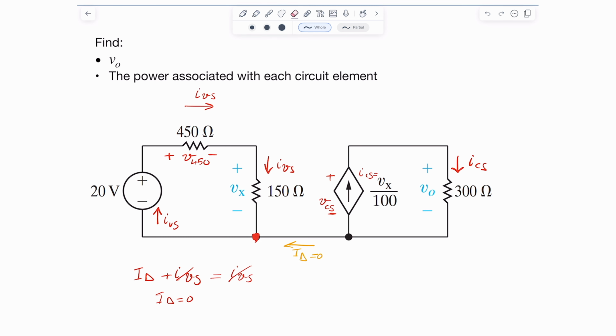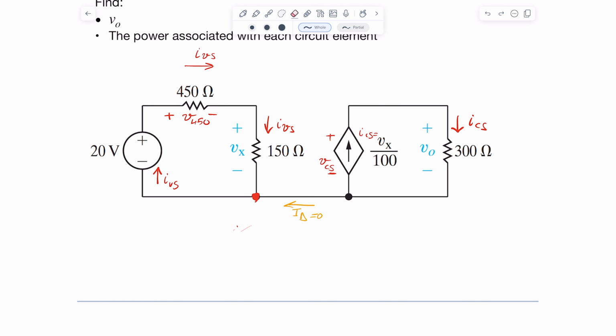So now let me summarize what we know and what we don't know about the circuit to figure out what we need to compute. Well, I will just go through the elements one by one. So I have a voltage source in here, and I know that the voltage of the voltage source is simply 20 volts, and I know the current going through it is I V of S. And now we can think about this one here.